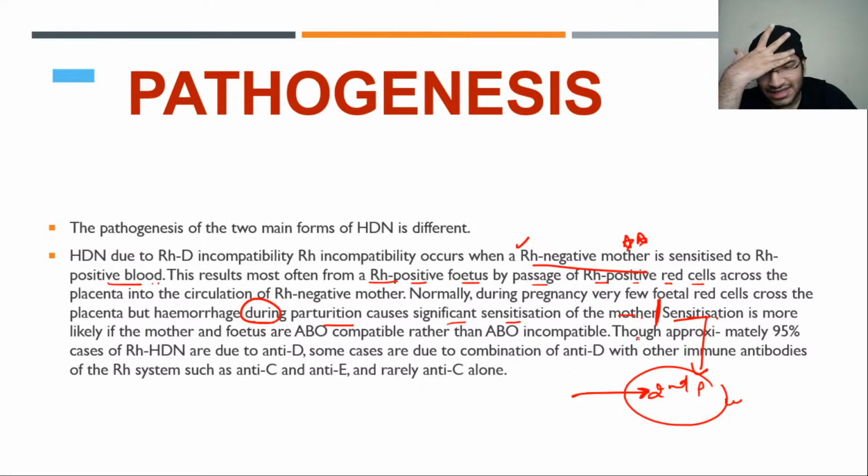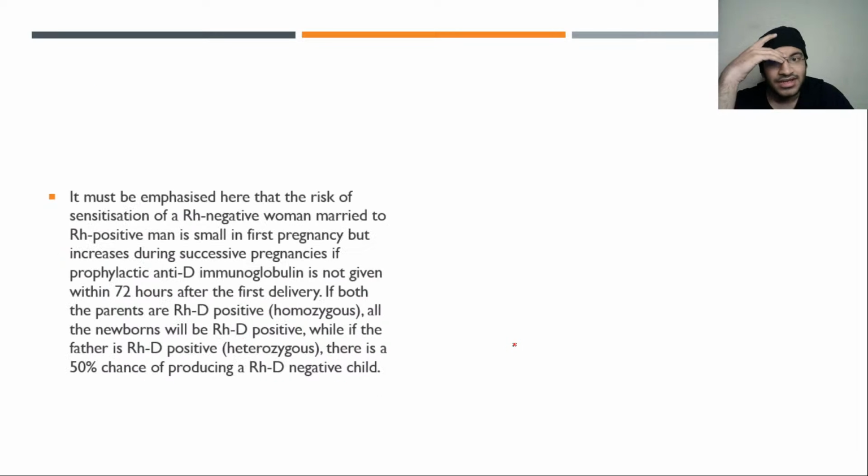Though approximately 95% of cases of Rh HDN are due to anti-D, and some cases are due to the combination of anti-D with other immune antibodies of the Rh system, such as anti-C, anti-E, and rarely anti-C alone. So it must be emphasized here that the risk of sensitization of a Rh negative woman married to a Rh positive man is small in first pregnancy, but increases during successive pregnancies if prophylactic anti-D immunoglobulin is not given within 72 hours after the first delivery.